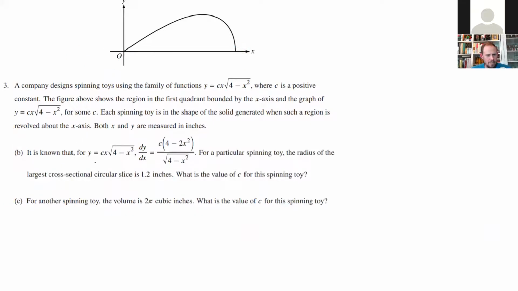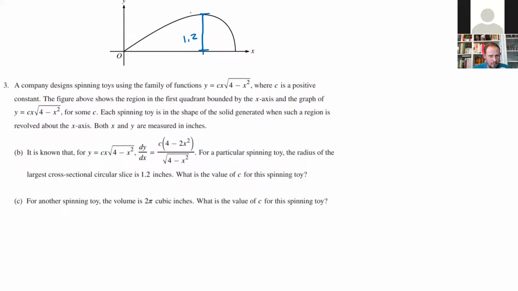All right, part B. It is known that for y equals that, the derivative is, oh, so they're already giving you the derivative. Cool, that was nice of them. For a particular spinning toy, the radius of the largest cross-section circular slice is 1.2 inches. What is the value of c for this spinning toy? All right, well, looks like the largest radius would be right around there. And they're saying that this length from here to here is 1.2 inches. And we want to know what's c.